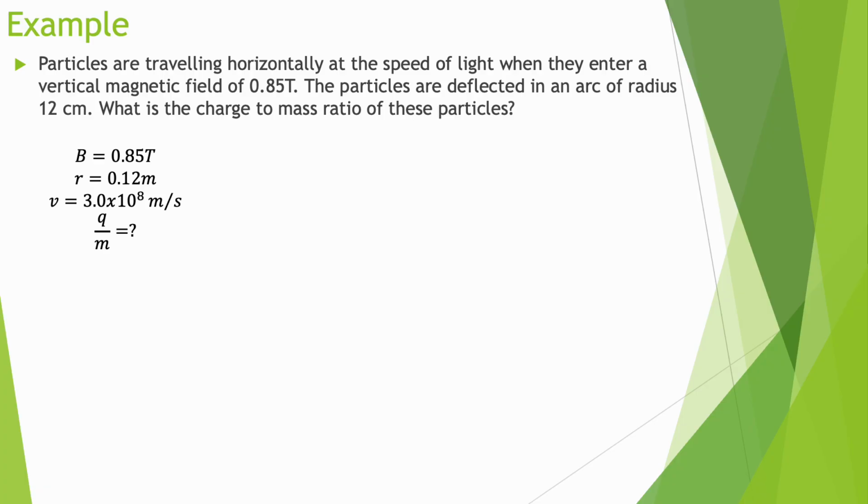Now we know that because it is deflecting in an arc, we have centripetal force. So we have force centripetal is mv squared over r. And we know the force that's causing that is our force magnetic, so QvB sine theta. Now, like I mentioned, our force magnetic is causing that force centripetal, so therefore those forces must be equal to each other. And then we're going to start rearranging this to get our charge to mass ratio, so to get Q over m on its own.